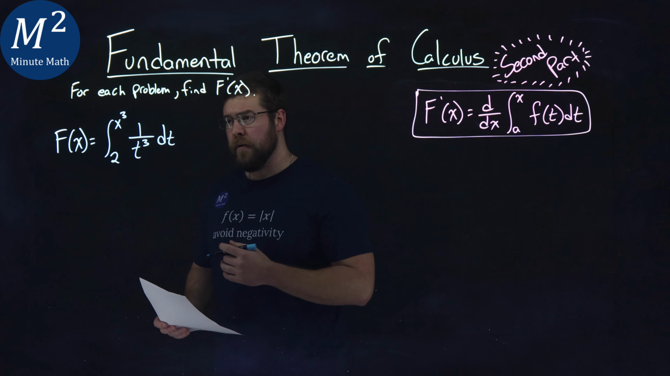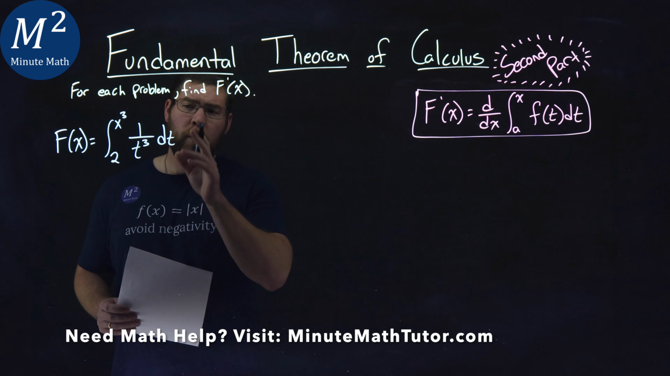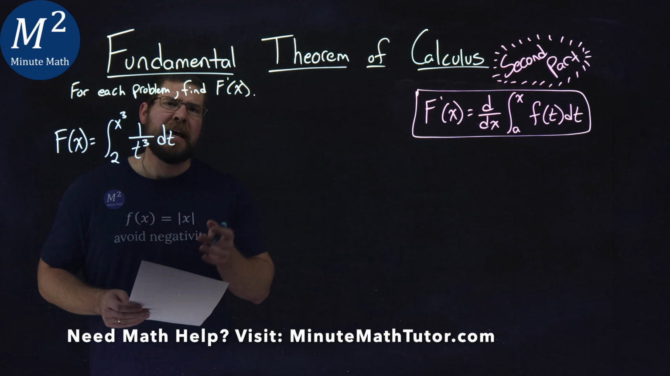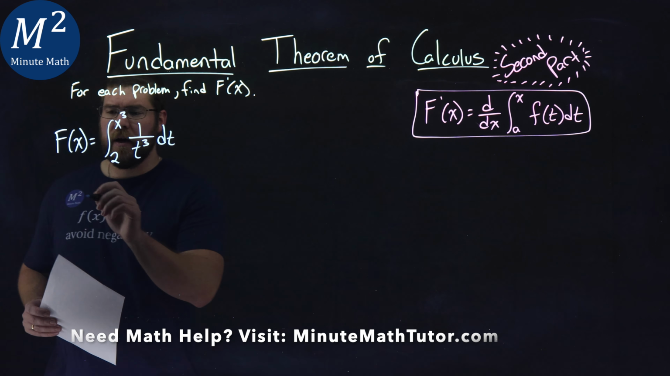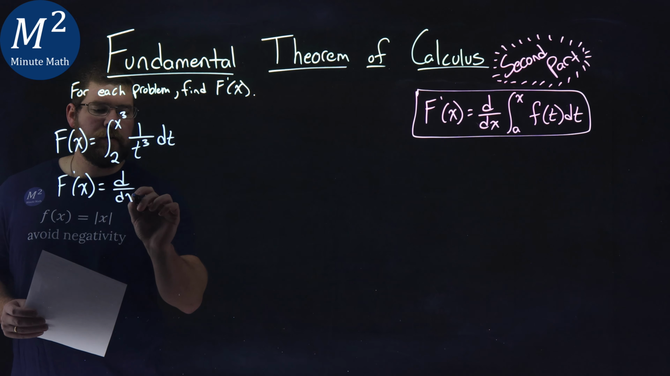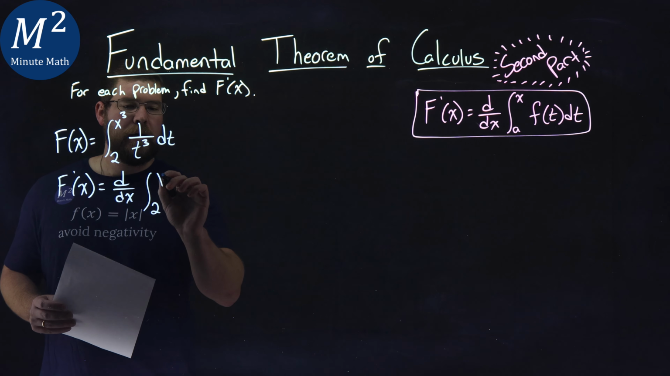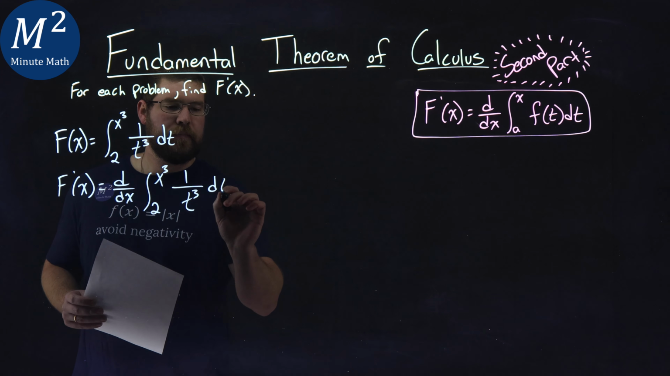We're given this problem right here. F of x is equal to the integral from 2 to x cubed of 1 over t cubed dt, and we need to find f prime of x. So let's use our formula. F prime of x is equal to d over dx, the derivative, of the integral from 2 to x to the third of 1 over t cubed dt.